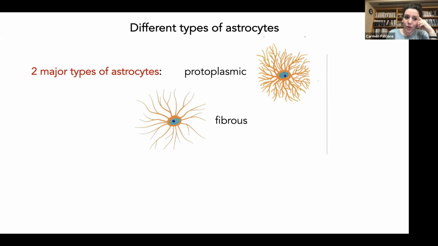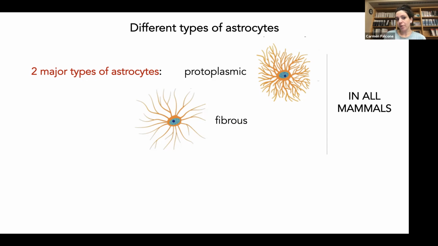You can also recognize them mostly by morphology, as there are not really specific markers to recognize protoplasmic and fibrous astrocytes. You see that the protoplasmic ones have more processes, and the fibrous ones have fewer processes, usually longer.